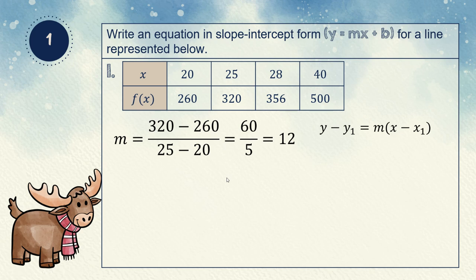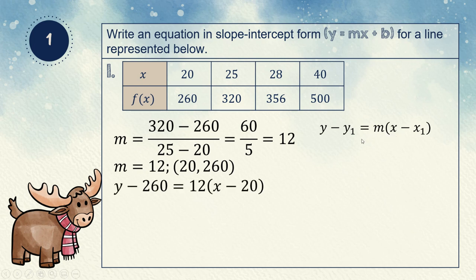Once you have found the slope, choose one of the points from your table, and it does not matter which one. I'm going to use our slope of 12, and I'm going to use the first point, (20, 260). So we'll plug that into point-slope form. y minus 260 equals 12 times x minus 20.